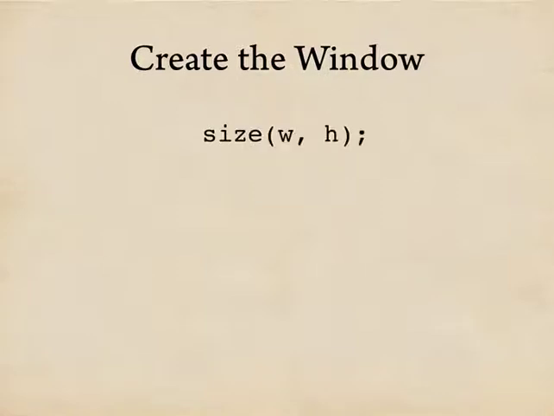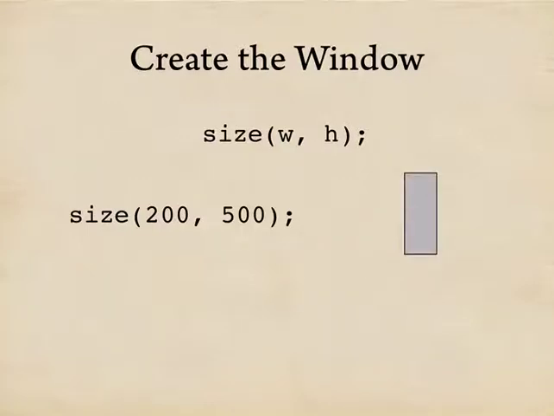You type the word size, all in lowercase, followed by an open parenthesis, then the width of the window that you want to create in pixels on your screen, followed by a comma, followed by the height of the window you want in pixels on your screen, followed by a closing parenthesis and a semicolon. All that punctuation is important. The parentheses, the comma, and the semicolon, they all have to be there. So let me give you an example. Suppose I want to create a graphics window that's 200 pixels wide by 500 pixels high. It'll look something like this. That would be our graphics window, and this is how you type it.